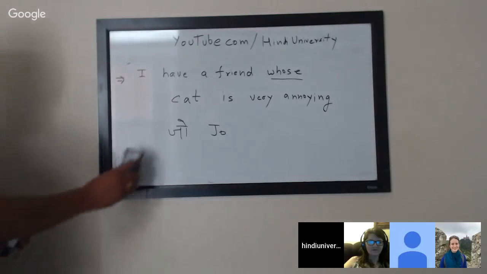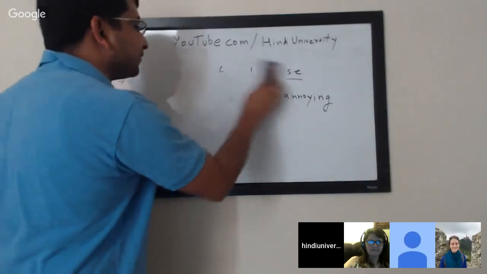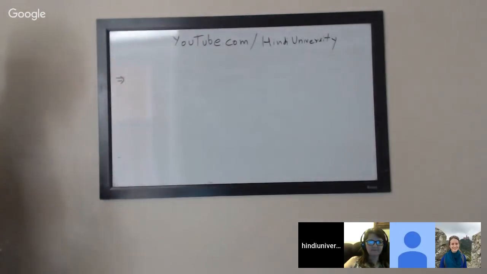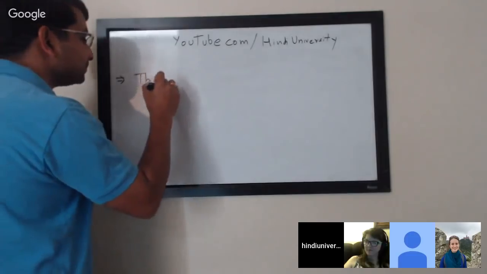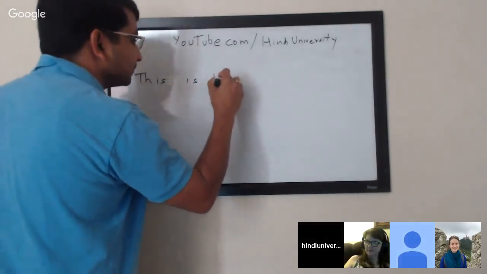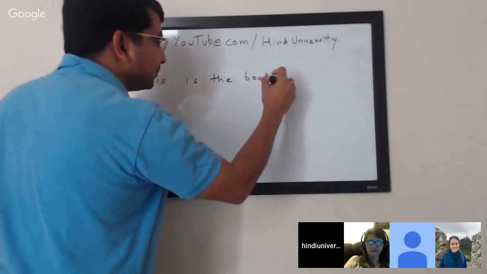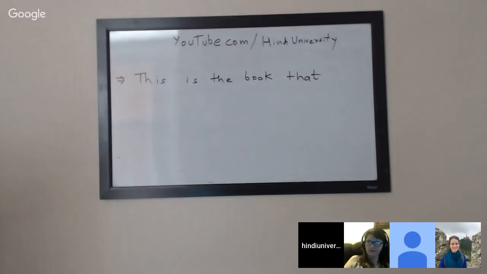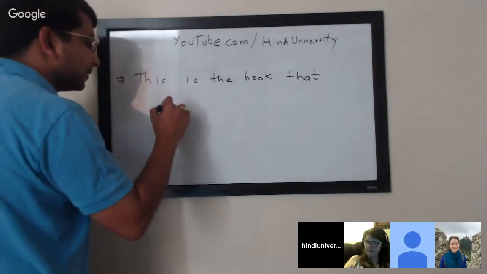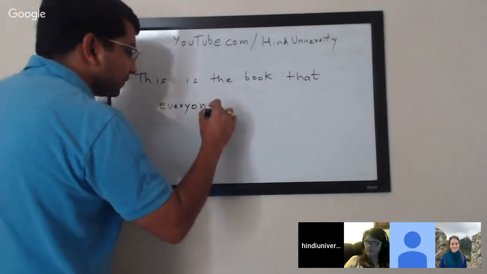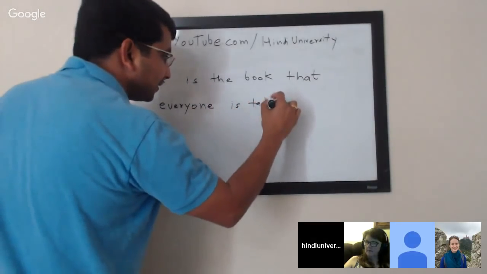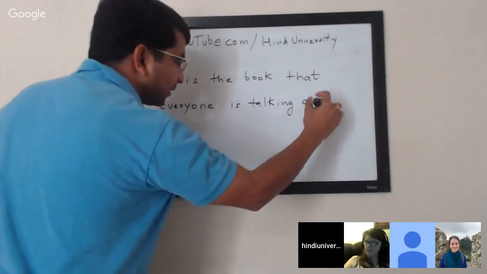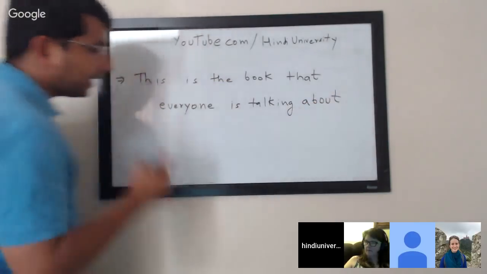Okay, now we'll do another example. So at least you can start identifying what a relative pronoun is, and then we'll come to the Hindi portion of it. Okay. Now the next one is like this: This is the book that everyone is talking about. Okay, another sentence.